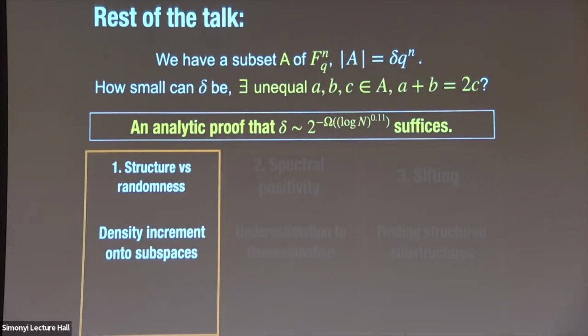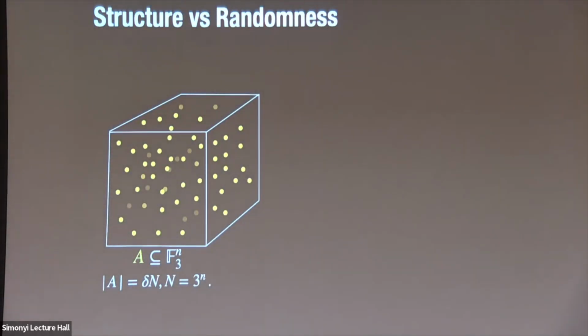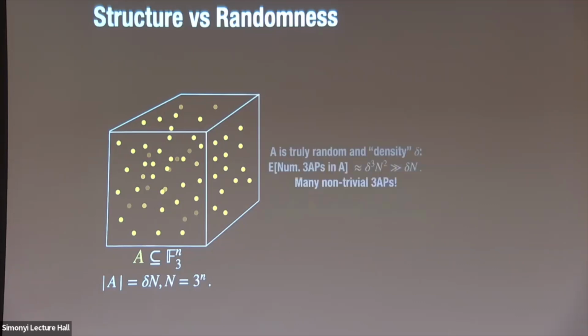All right. So let me start with the first part. What is structure versus randomness? The structure versus randomness argument is basically a wishful win-win argument. Let's focus on the F_3 case. You have a subset A of F_3 to the n. Density is delta. And the easiest case would be when the set A itself is a random set. So suppose A is a random set, completely chosen at random. The only constraint is that the density is delta.